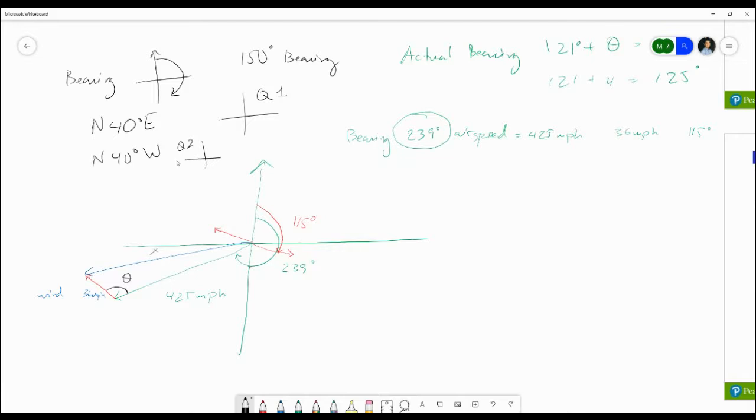Okay, so if they tell you the north or west side, then you rotate from due north in whatever quadrant it's in. So 40 degrees northwest is going to rotate this direction, counterclockwise. So this is 40 degrees. Okay, does that make sense? Yeah, it does. If it only says bearing without the north or east or west, then it's always clockwise starting from due north. Oh, okay. All right.